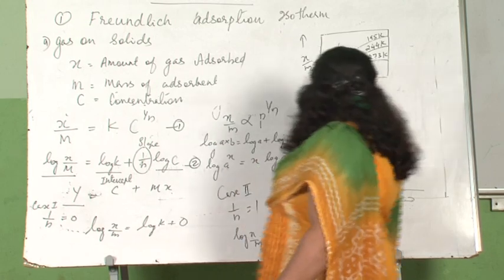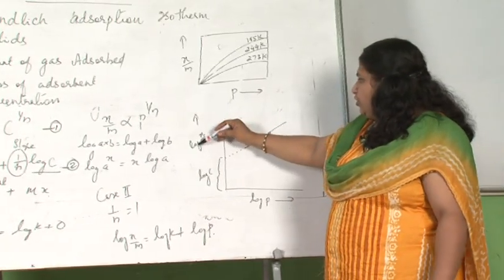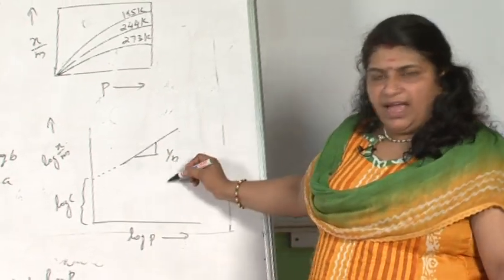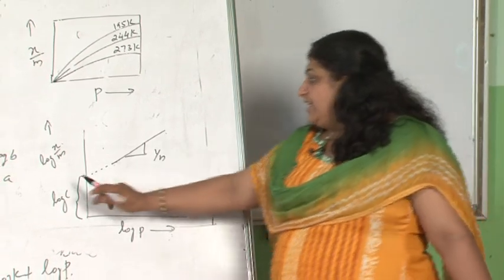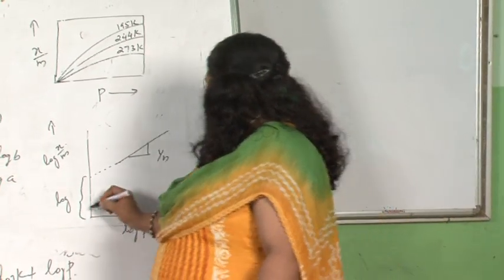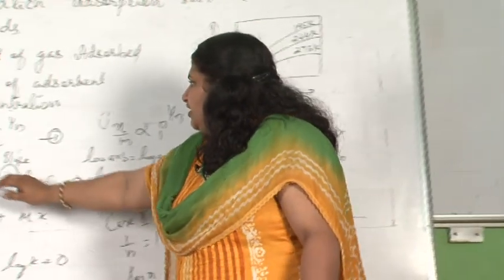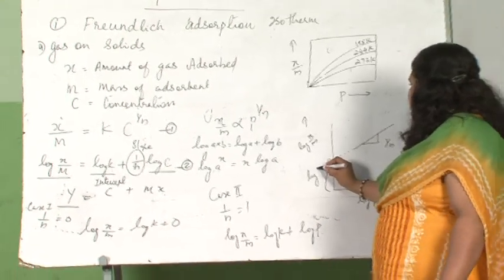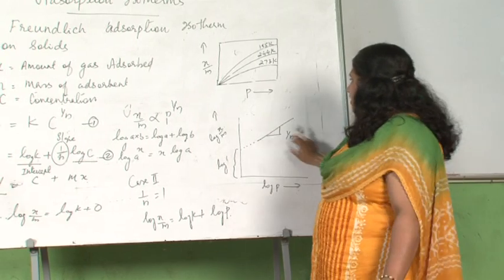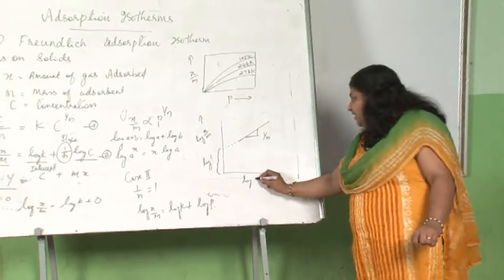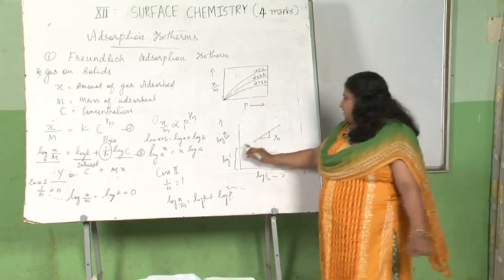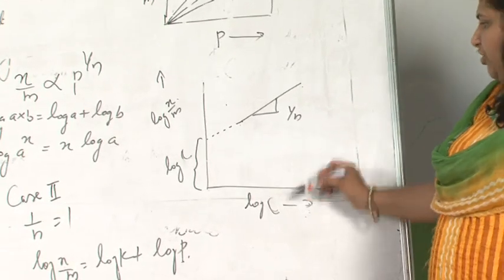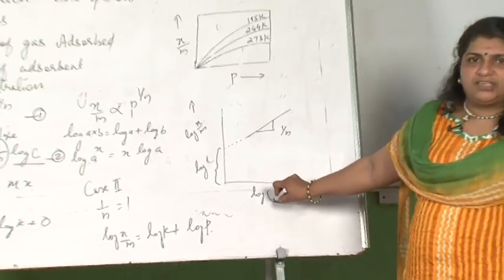So if I plot log x by m versus log c, not log p, log c, it will be a straight line having slope 1 by n and intercept log k. Same thing, the only difference is that instead of p, it is concentration.